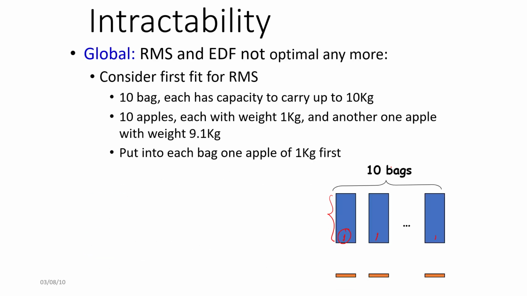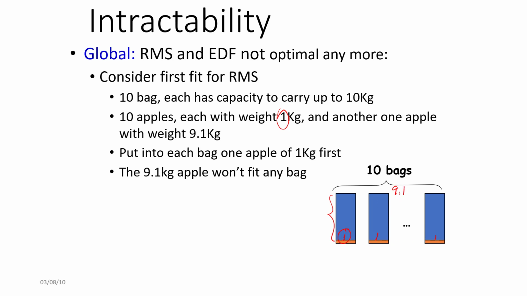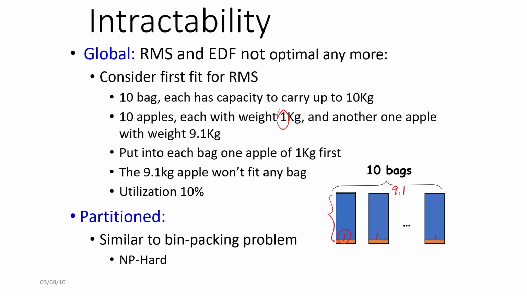This admits many solutions. But the key point is, coming to these apples, given the fact that RMS would give priority to this guy, we will basically see that all the bags will fit, but the 9.1 kg one will not. Again, an example of Dhall's effect. So the partition scheduler, which is similar to the bin packing problem, is also NP hard. So this is why there are some very trivial examples which actually don't work in such a setting.